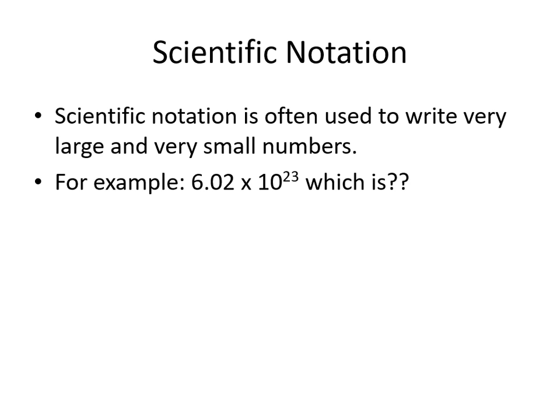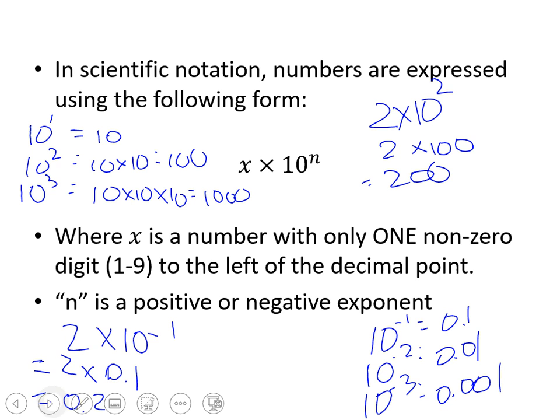So it says here, scientific notation is often used to write very large and small numbers, which of course is Avogadro's number, for example, 6.02 times 10 to the 23. In scientific notation, numbers are expressed using the following form, x times 10 to the n. X is a number with only one non-zero digit, 1 to 9 basically, to the left of the decimal point, and n is a positive or negative exponent. You guys can write those in there.